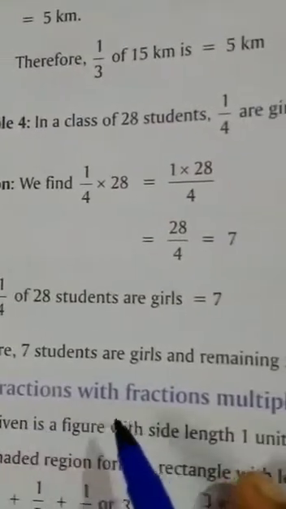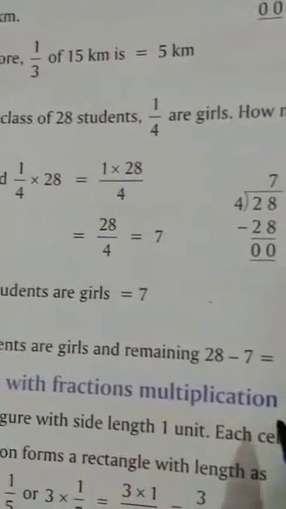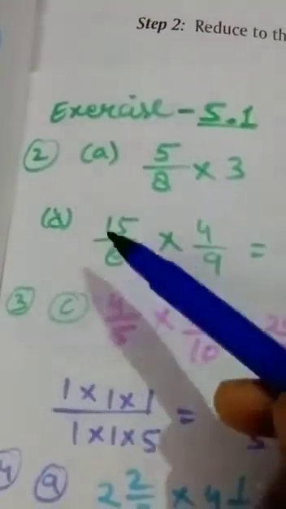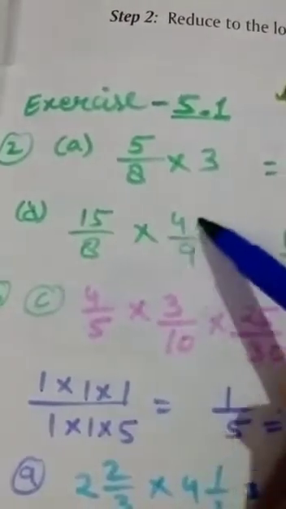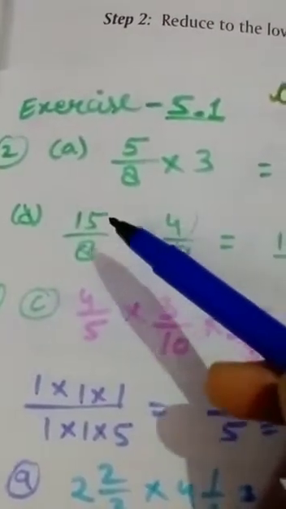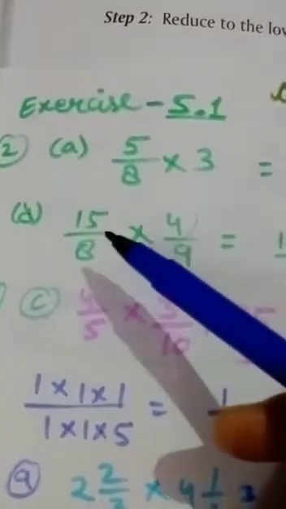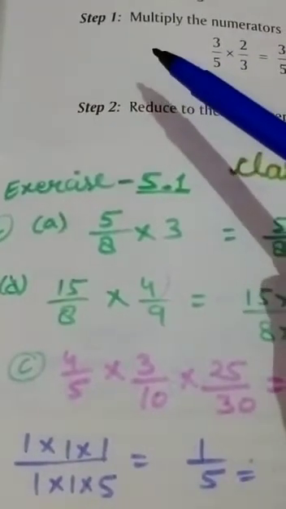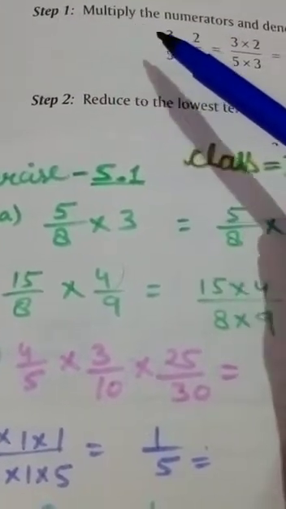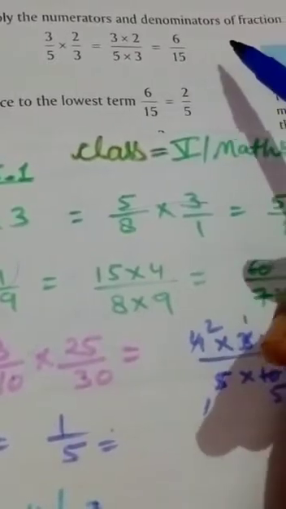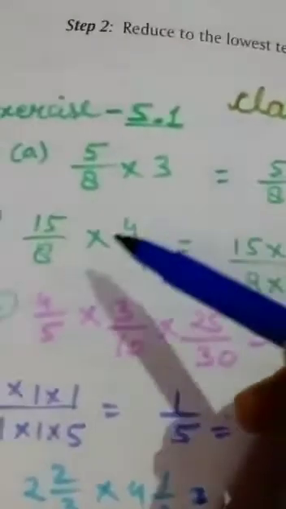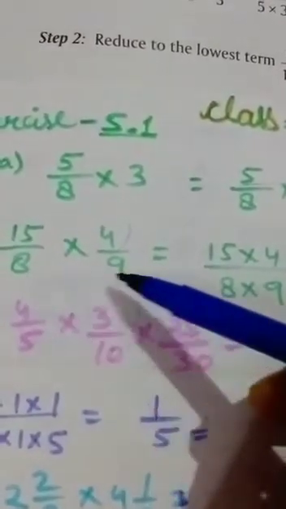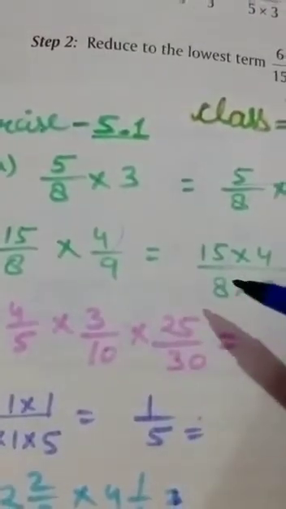Second, fraction with fraction multiplication. Okay, see the question based on it. See the second part, D, fraction with fraction multiplication. Both are fractions and have the multiplication sign. How do we see the rule? Step 1: multiply the numerators and denominators of the fractions. So you have to multiply the numerators together, 15 into 4, and multiply the denominators together, 8 into 9.